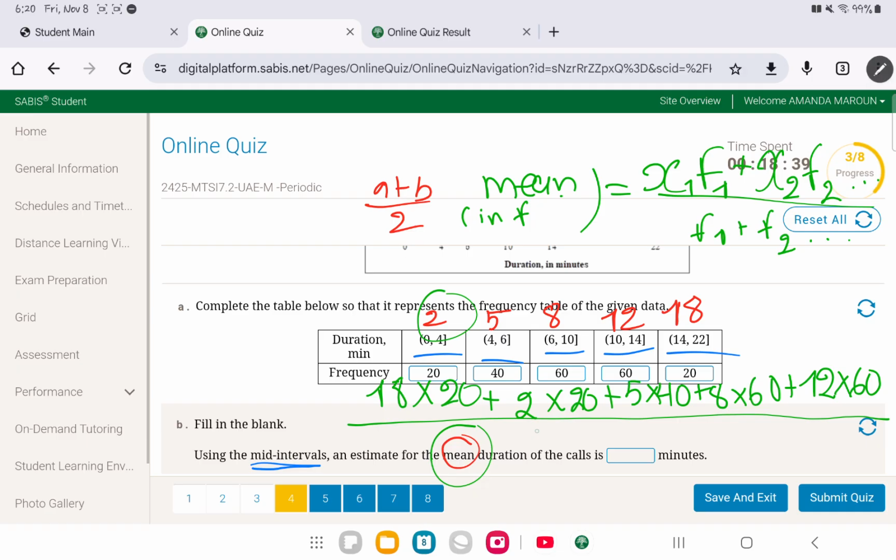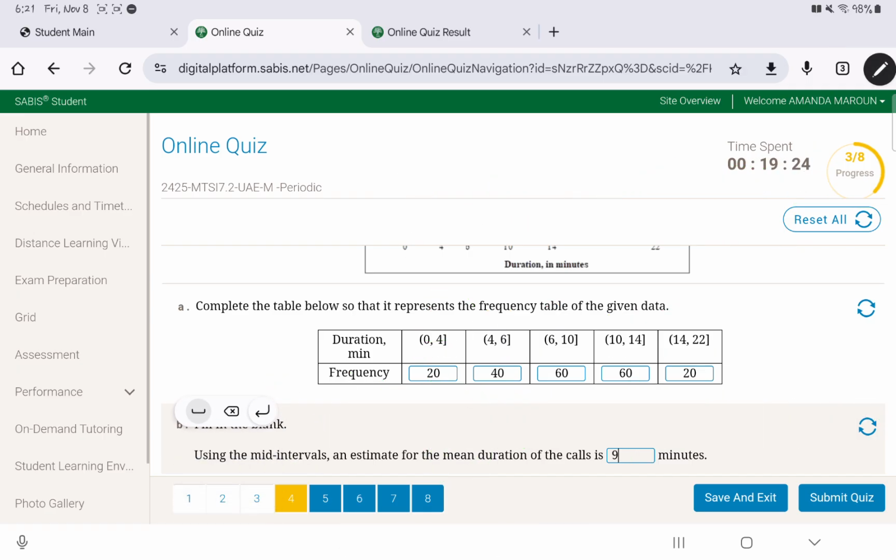You can add the total frequency, it's going to be 20 plus 40 plus 60 plus 60 plus 20. Now I prefer you use the brackets so you don't make any mistakes. So 18 times 20 plus 2 times 20 plus 5 times 40 plus 8 times 60 plus 12 times 60, over 20 plus 40 plus 60 plus 60 plus 20. And then if you do it, you are going to get 9. So very simply, the mean is 9 minutes.